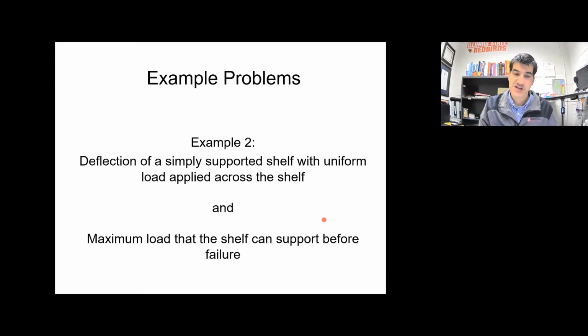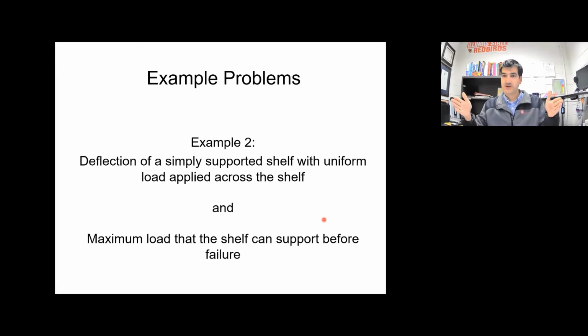Now we flip to page 88. And what we're going to do with this is find the deflection of a simply supported shelf with a uniform load across the shelf. So this is very much like this. This is a shelf. This is simply supported because it has a support here and a support here. Never mind the part in the back. Okay, it's not identical to that, but it's pretty similar.